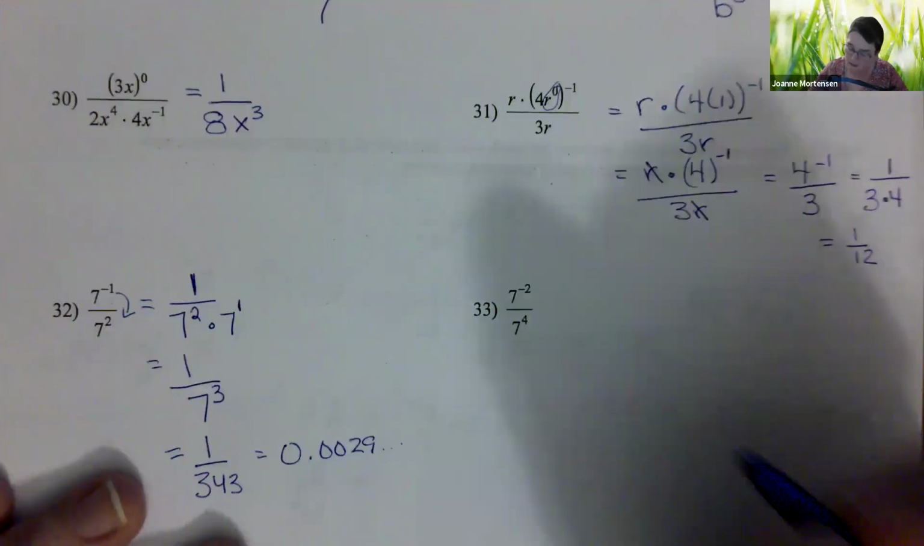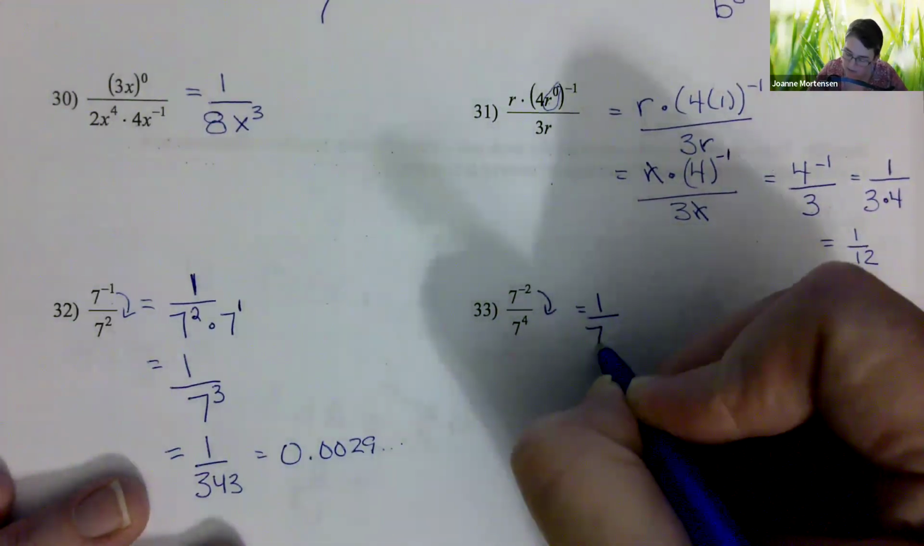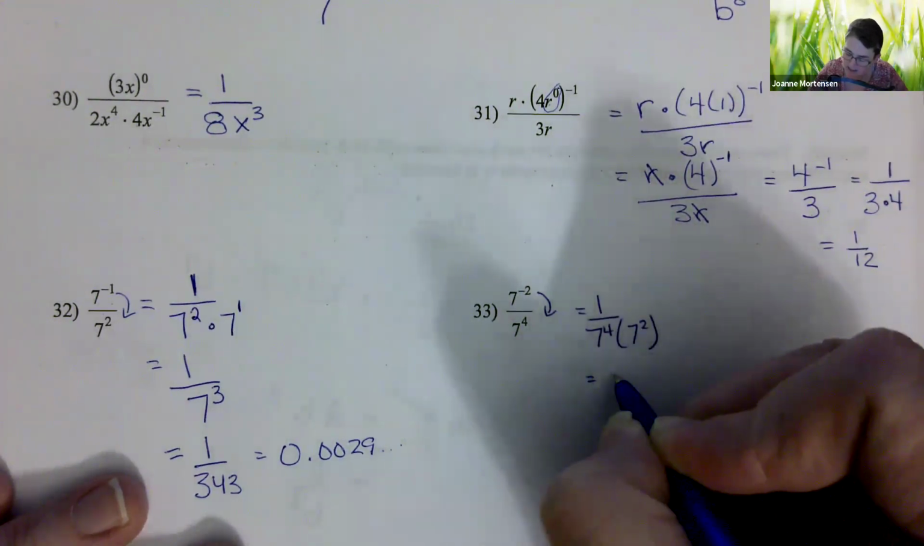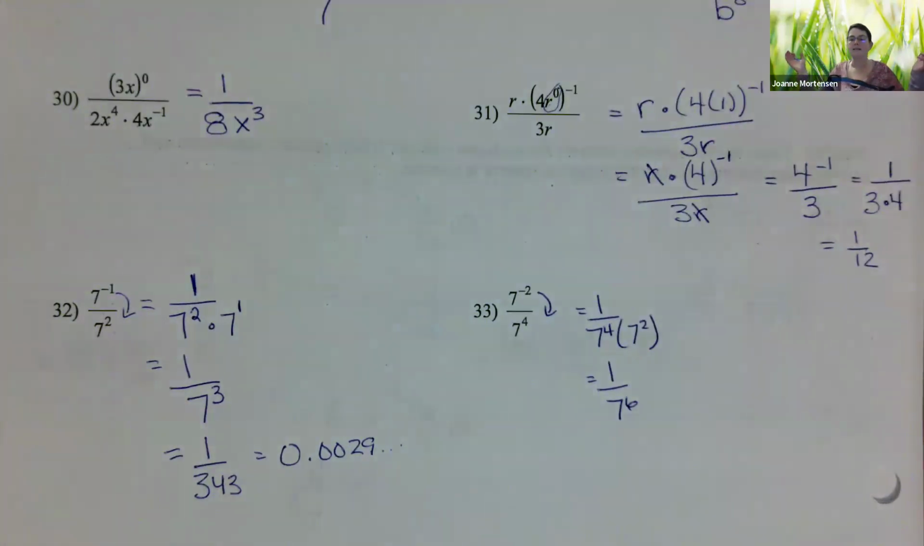Anywho, last one. If you got this one, it's easy. It's the same process. So let's just move that down. That's going to be 1 over 7 to the 4th times 7 squared. It's going to give me 1 over 7 to the 6th. And we are done. That was a long one.